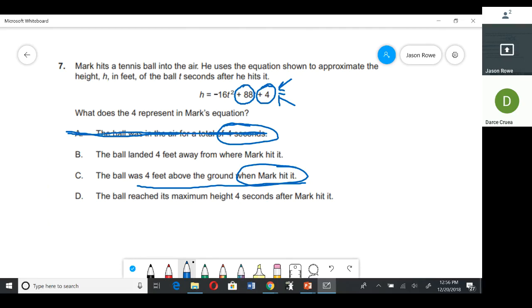If you look at B, it doesn't make any sense. The ball landed 4 feet away. We're not talking about the distance away. We're talking about time and height. So if that one's not talking about height, that's not even a possibility. Right. And D, the ball reaches maximum height in 4 seconds. Again, they're talking more about time here. That wouldn't make sense in the equation. Right.